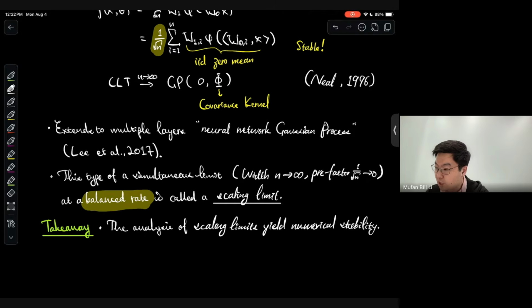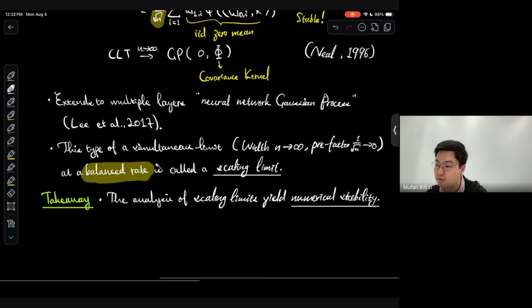All right. So the first thing that we found is that through a very simple calculation, we already realized that by studying scaling limits, we can understand which type of scaling is numerically stable. And we can prescribe, actually, solutions to fix numerically unstable limits as well.